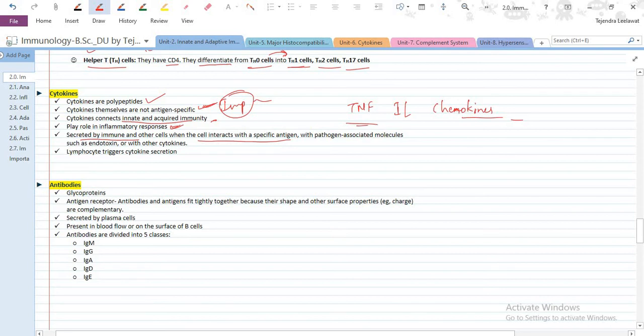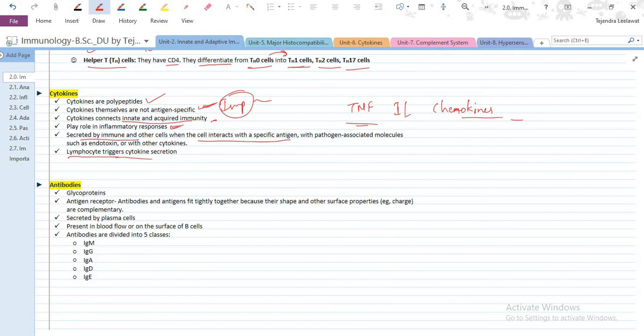Lymphocytes trigger cytokine secretion. So lymphocytes can also trigger, as I told you, that immune cells, whenever they interact with the specific antigen, then they secrete these chemicals, these cytokines.